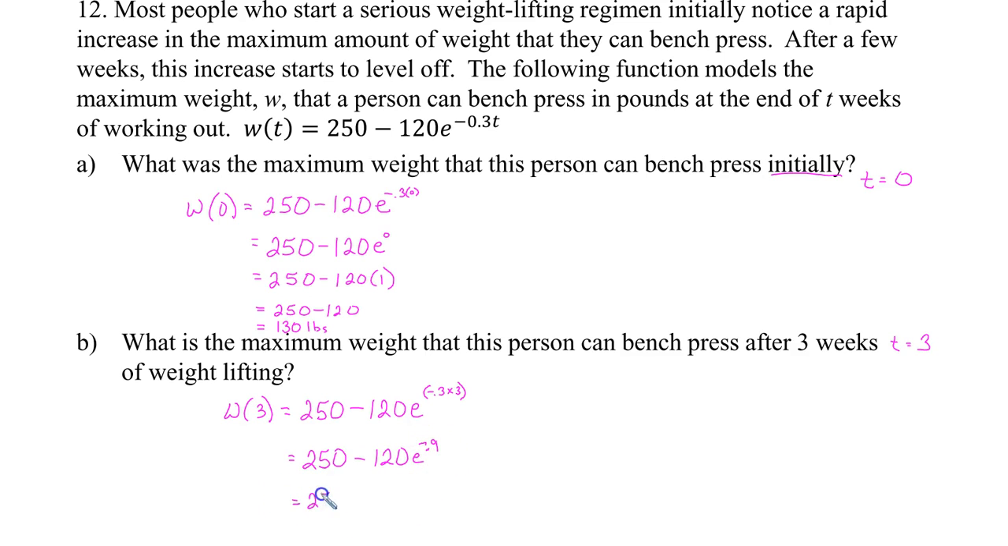So I'm going to give you that value separately rather than putting all of this into the calculator at once. You can do it however you want to, but 120 times e to the negative 0.9 is 48.79, with a couple of decimal places here, and then I would subtract that from 250, and you should get 201.2 pounds. Okay, and that's my final answer.